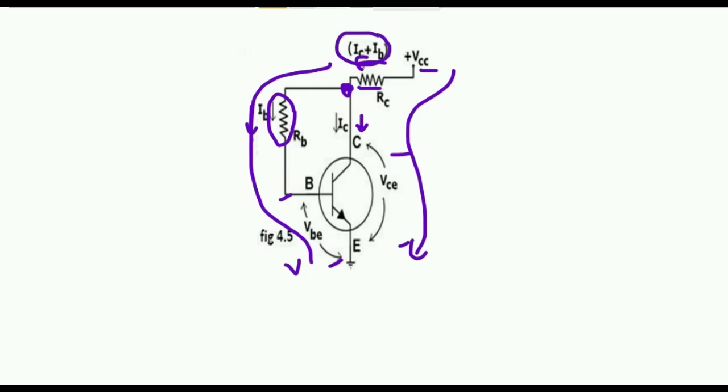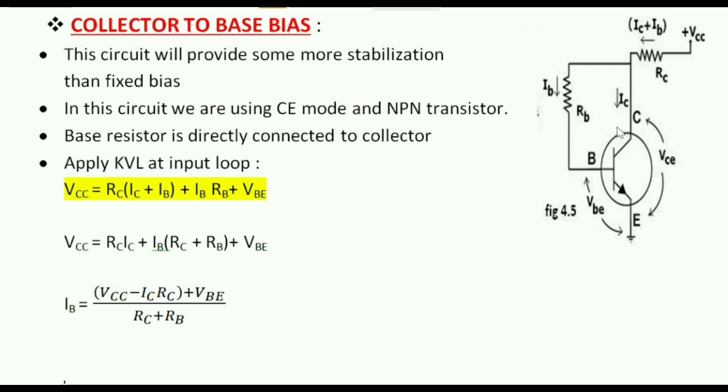In this collector to base bias circuit, we are using a common emitter mode NPN transistor. This is the NPN transistor, and the emitter is grounded. The base resistor is directly connected to the collector, as we have seen in the circuit analysis. There is no resistor or any other component between the collector terminal and this base terminal.